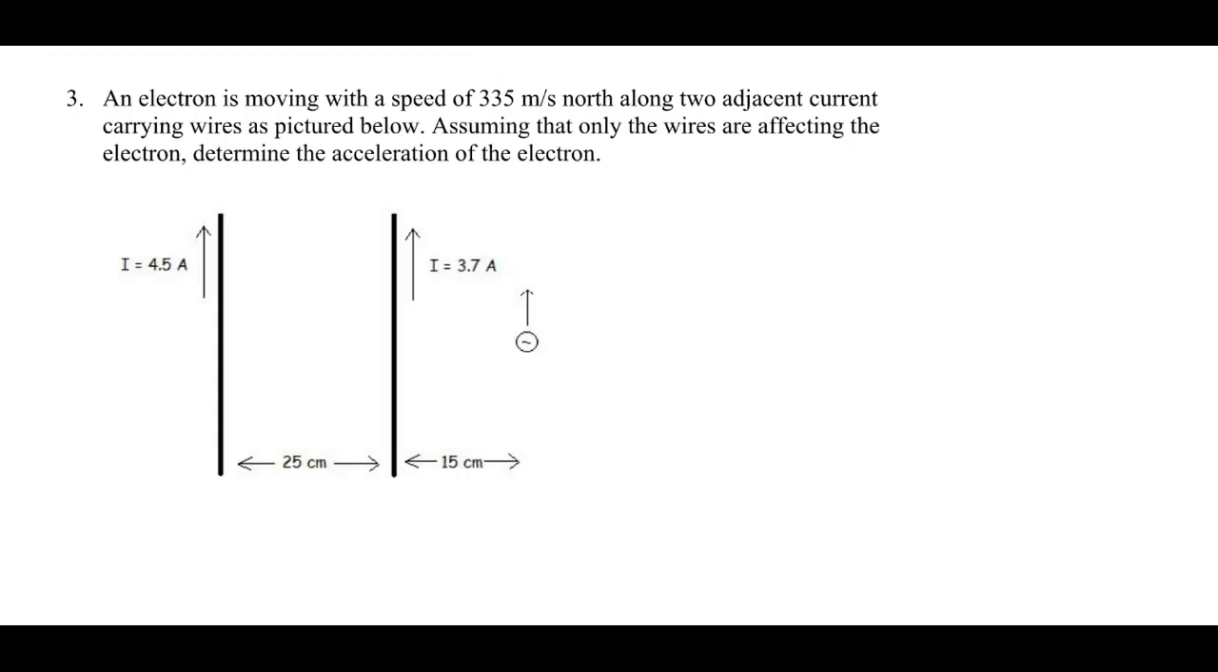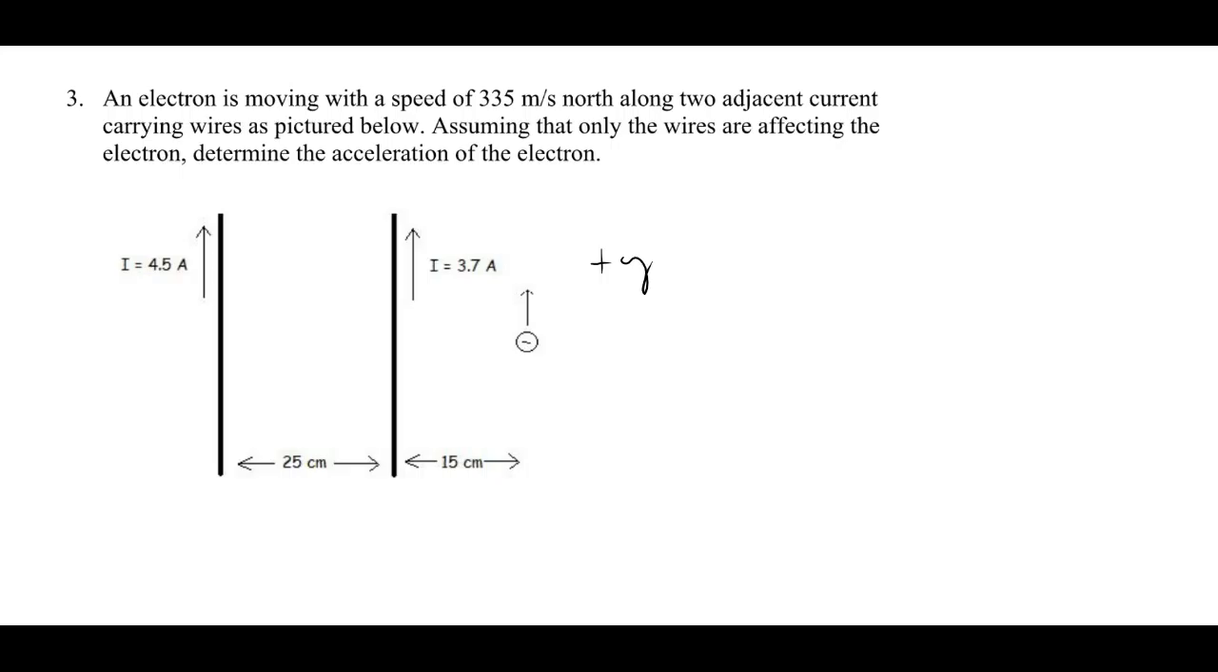Problem number 3 says an electron is moving with a speed of 335 meters per second north along two adjacent current carrying wires as pictured below. So let's go ahead and just say this is the positive y direction. It's like we're looking at a map. Assuming that only the wires are affecting the electron. So that means don't worry about gravity, don't worry about anything else. It's just the wires that are talking to the electron.